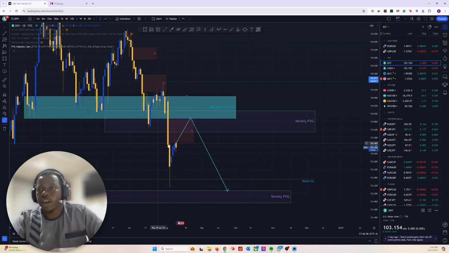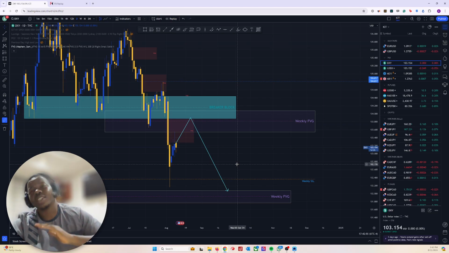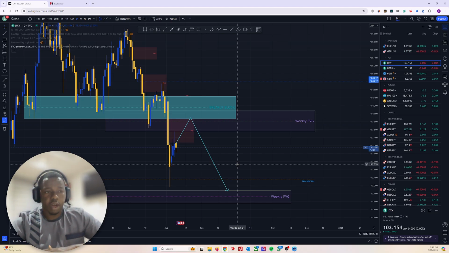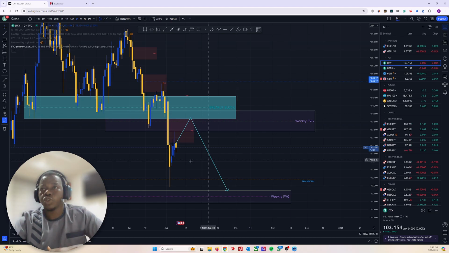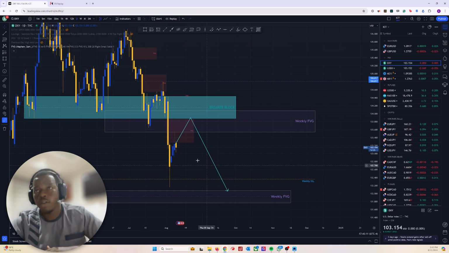So I'm expecting price to pull up to this breaker block and then probably break down from there, because once again, like I said, I am still bearish. My price is still bearish. Nothing has changed. So I'm looking for price to go up here, reject off this side, and then come down here. That's my expectation for price for next week.